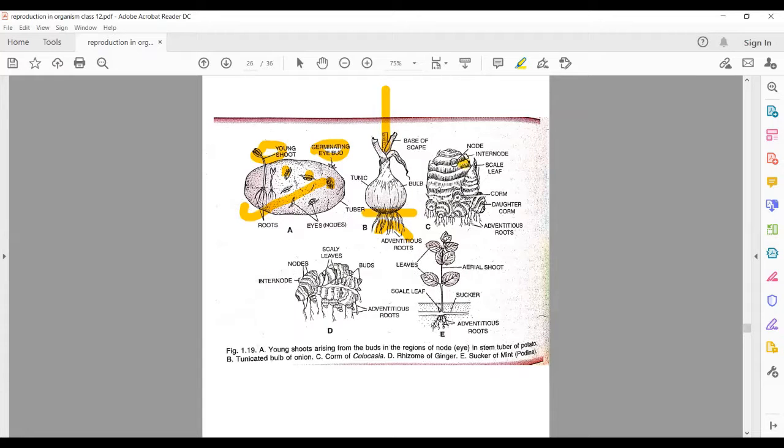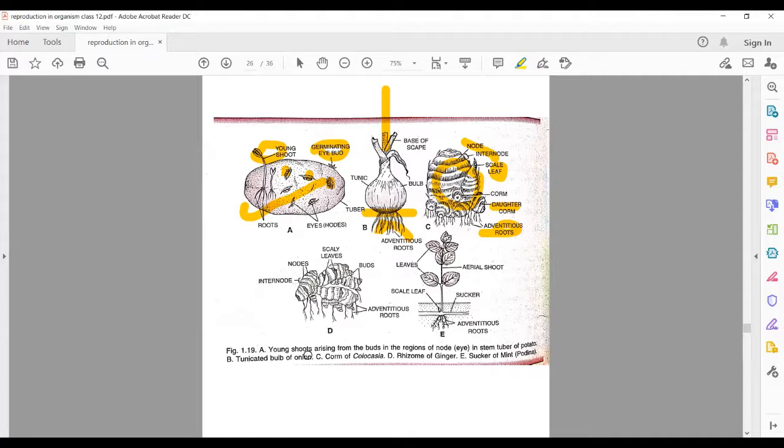This is the example of the corm. Figure C is an example of the corm of Colocasia. Colocasia has a lot of daughter corms developed on its body, and even adventitious roots can be seen over here. You can also mark some node and internodal regions over there. They have scaly leaves. Scaly leaves do not perform any photosynthesis because they don't have chloroplasts present in them.